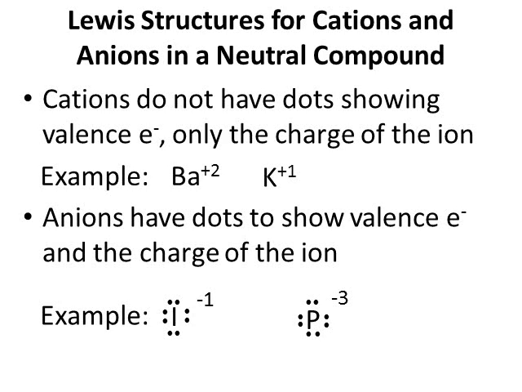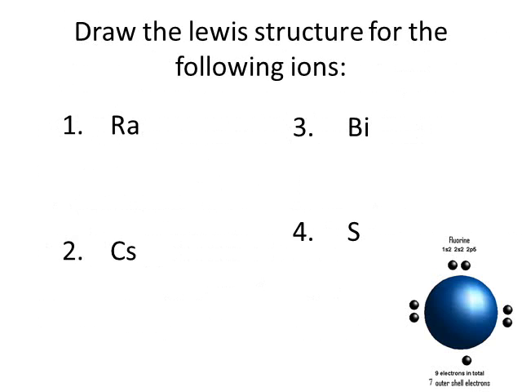Anions gain electrons. Because they gain electrons to fulfill the octet rule, an anion is going to have 8 dots plus its charge. So iodine has 8 dots and a -1 charge. Phosphorus has 8 dots and a -3 charge because phosphorus gained 3 valence electrons.